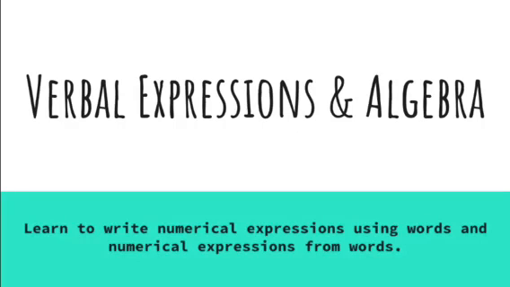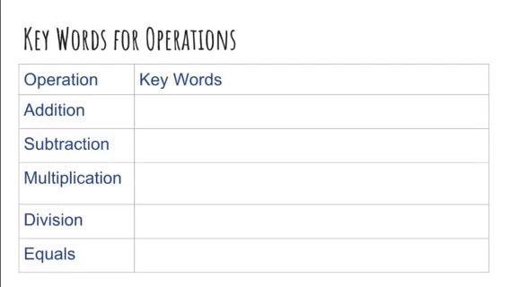This video is all about verbal expressions that we use in math, which basically means we're going to take a mathematical sentence that is written out using words, and we are going to write that using numbers. And then we're going to do the opposite. We're going to start with numbers, and then we're going to put that in a sentence with words. We're going to start by looking at this table that is basically just keywords for different operations.